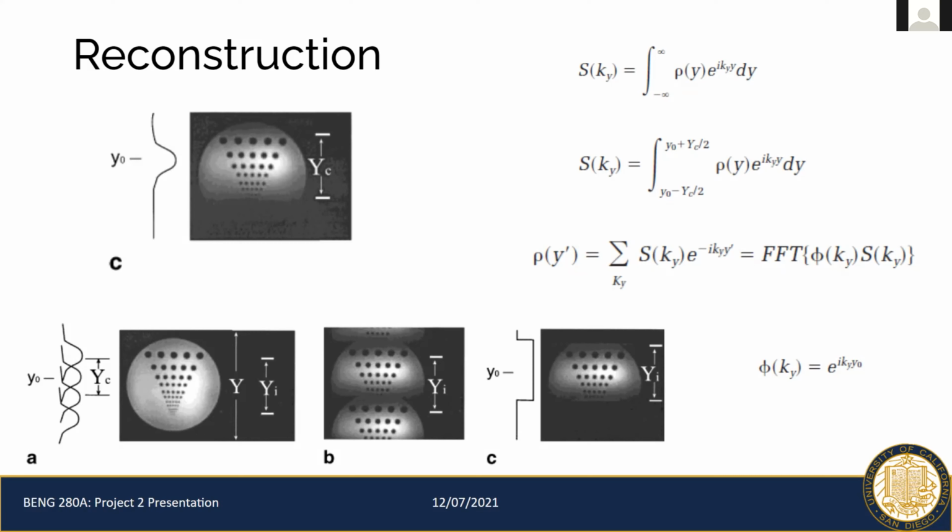And then we Fourier transform the signal in K-space back to get the image, which is the spin density rho of Y prime right here. And then, as you can see in the Fourier transform function in the third equation, we also have a phi of KY. So the phi of KY is an adjustment phase to recenter the image to the correct position, since we will lose the position as we divide it into 3 little FOVs.